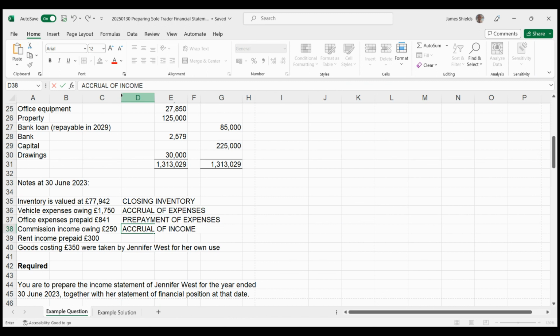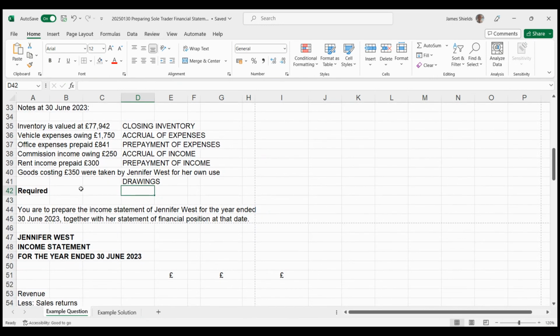So these are bringing together lots of the things we've done in the past now. Rent income prepaid, that's prepayments of income. And goods costing £350 were taken by Jennifer West for her own use. Now they're going to be classified as drawings. So all those will come up as we work our way through the question.